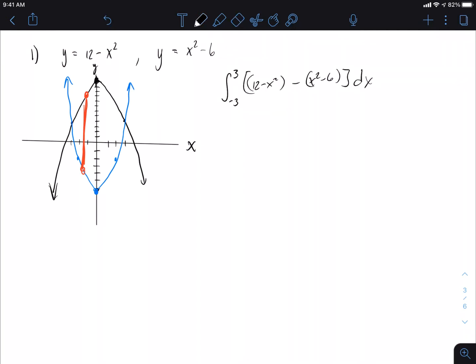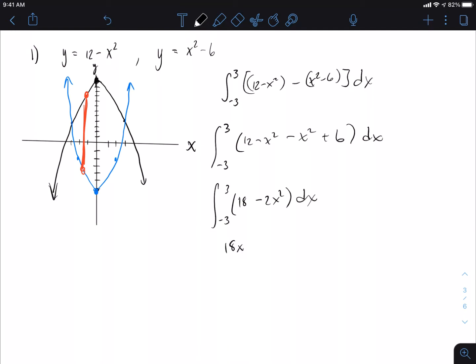So I should get 12 minus x squared plus 6, dx, right? So that tells me I should get 18 minus 2x squared dx. Agreed? Are you guys in agreement with me? Yeah. So that's just 18x minus 2x cubed over 3 evaluated from negative 3 to 3.